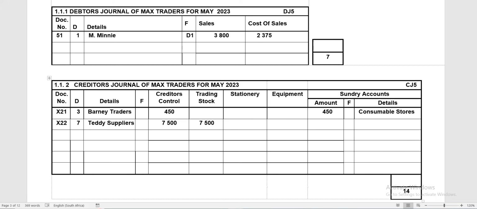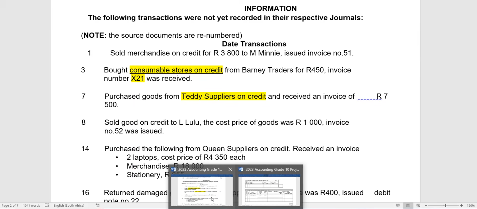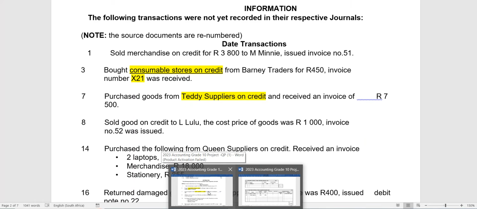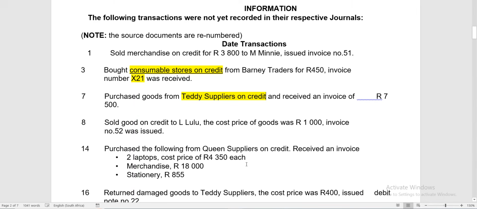We can go to the next one. Now the next one says that we sold goods on credit to El Lulu. The cost price of the goods was 1,000. Invoice number 52 was issued. Remember, we are the one who is selling. Anytime we are selling on credit, we use what we call the debtors journal.